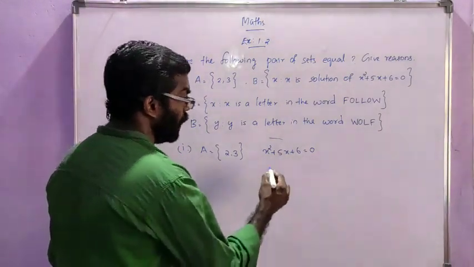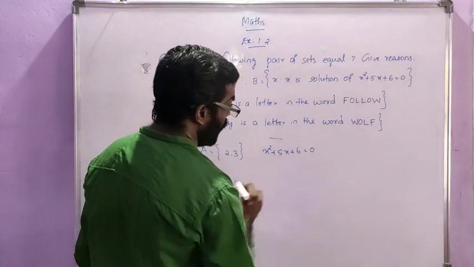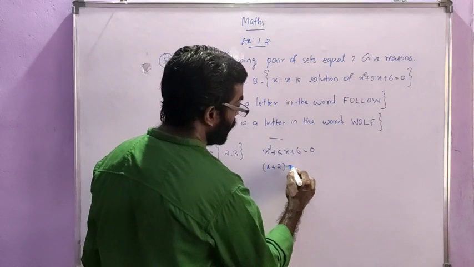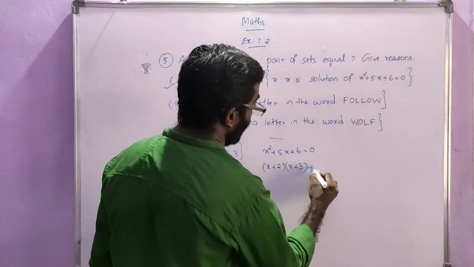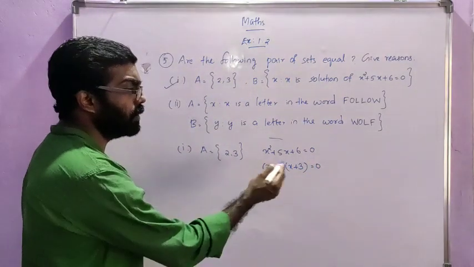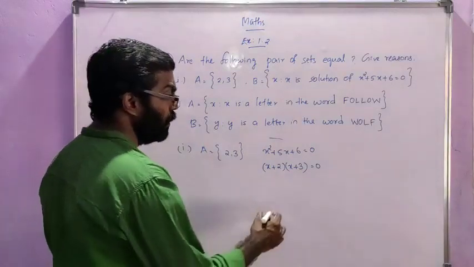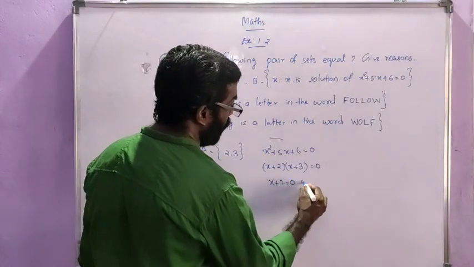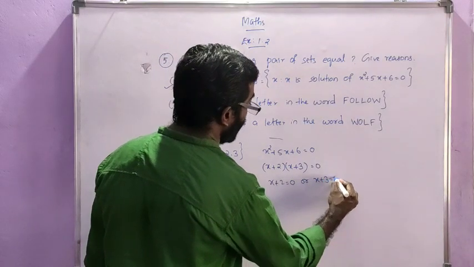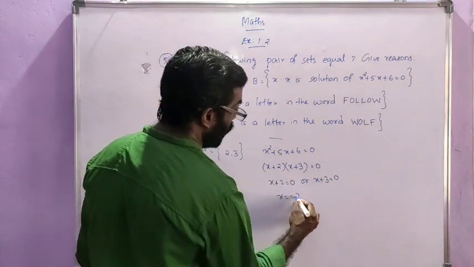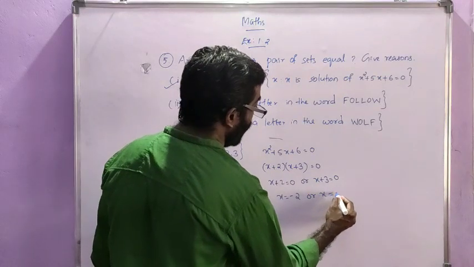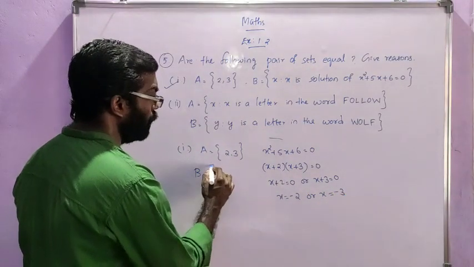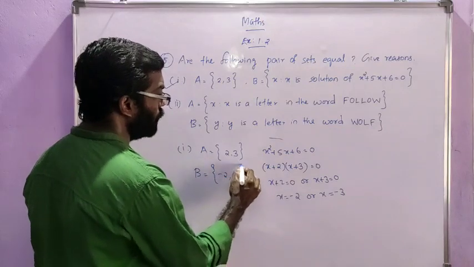Okay. So here X square plus 5X plus 6 can be written as (X plus 2) into (X plus 3) is equal to 0. On factorizing we get (X plus 2) into (X plus 3) is equal to 0, and X plus 2 is equal to 0 or X plus 3 is equal to 0, which implies X equal to minus 2 or X equal to minus 3. That means the set B is equal to {minus 2, minus 3}.